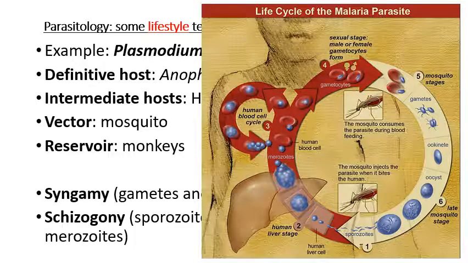So here we have a diagram showing that the malaria parasite Plasmodium vivax has two different life cycles. There's one particular life cycle that only takes place in the mosquito, and that's what's shown here in the light color. And then there's another asexual life cycle that only takes place in the humans, the liver cells in particular, and the red blood cells.